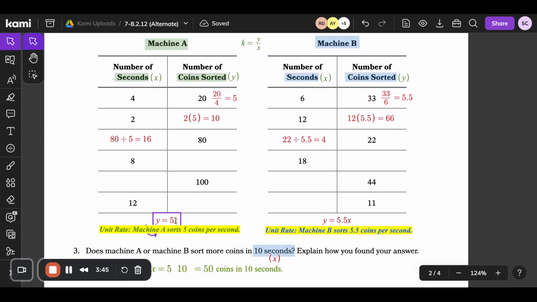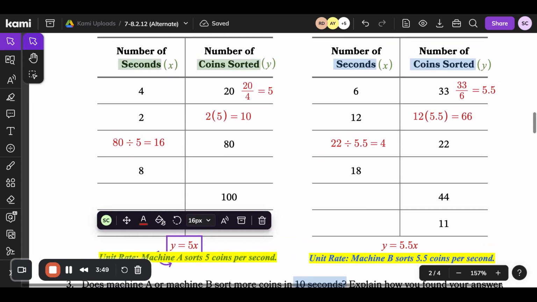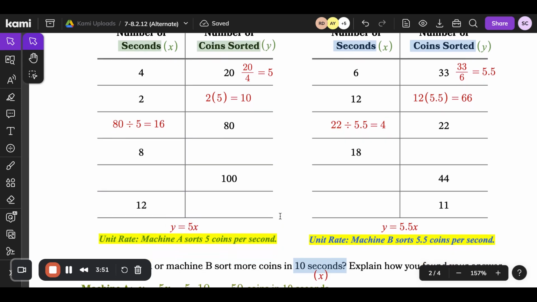Please make sure that underneath, this is the equation that represents our first table for machine A. Y equals 5X. We keep Y and we keep X because those two values change. But what does not change is that it's always going to be 5 coins per second. So our equation Y equals 5X means that we are sorting 5 coins per second. That is what our unit rate means for machine A.